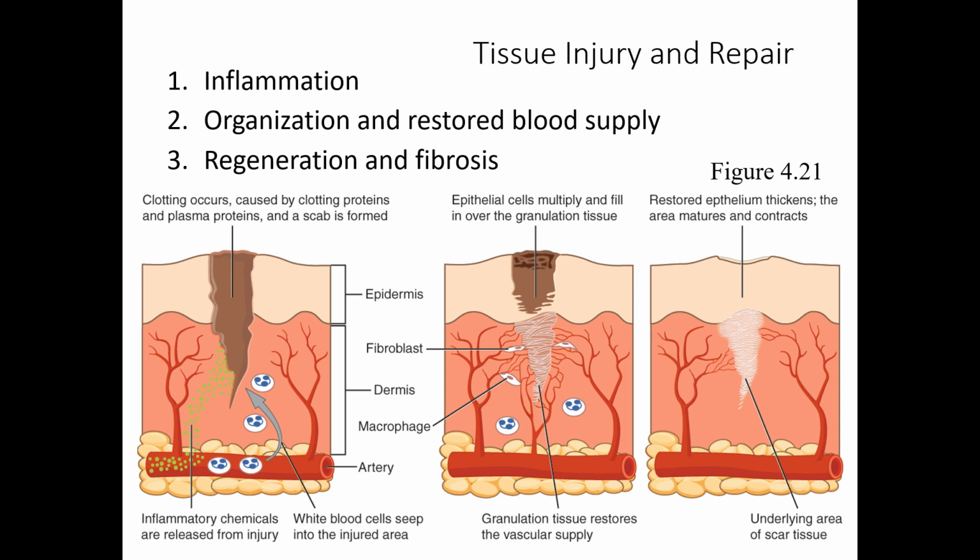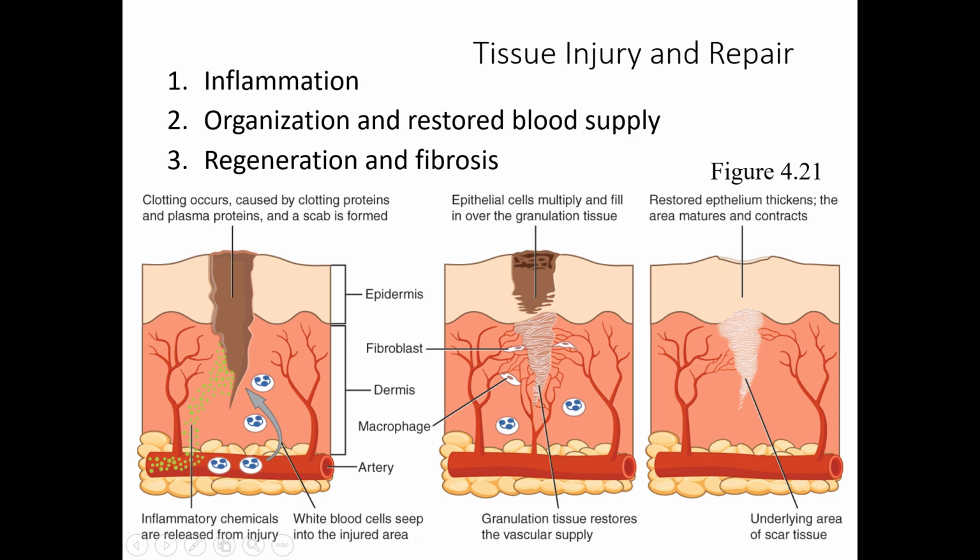Now, tissue injury and repair. It's not uncommon that we damage our tissues. We can cut our finger accidentally or scratch our skin, and in that case there will be a wound. Blood vessels in that area will be damaged, and blood immediately will fill that wound. And soon that blood will clot. So when clotting happens, it is caused by special clotting proteins, and later on the surface the scab will be formed.